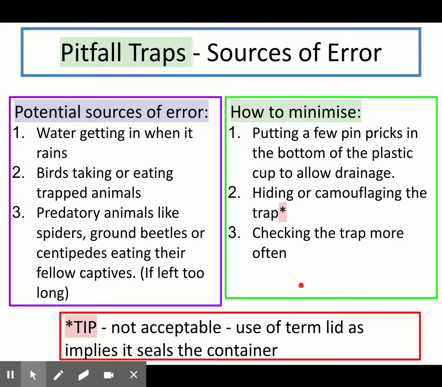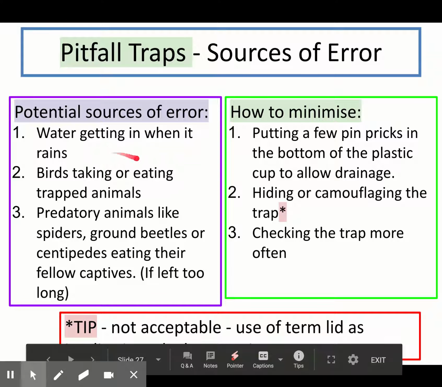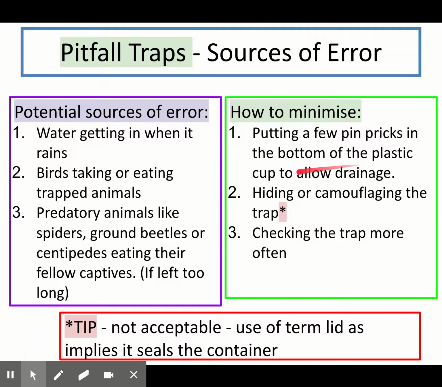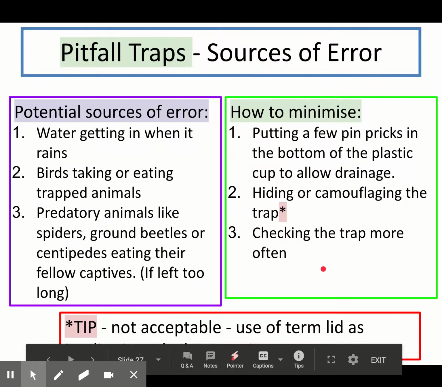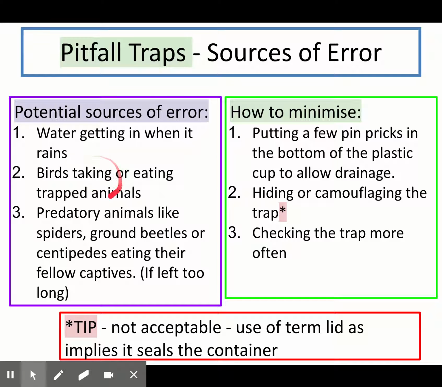Once again, we have to know the sources of error and how to minimise them. So potential sources of error, for this there are quite a few. The first one would be water could get in when it rains. The way to solve this is by putting a few pinpricks in the bottom of the plastic cup, and that'll allow the water to drain out of the bottom. The second potential source of error is birds taking or eating the trapped animals. If birds manage to find this, it's like a little cup of food for them. So what we want to do is make sure we hide or camouflage the trap.